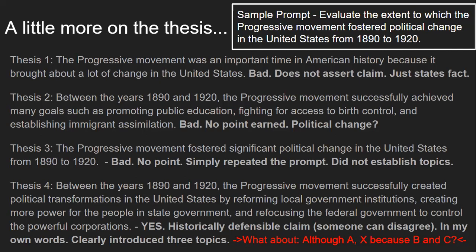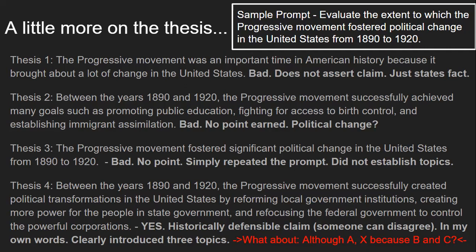I've already talked about how the Republican Party was corrupt, and the government basically was kind of MIA, and they let the captains of industry run the show, and it led us to this Gilded Age, and there's a strong sense that we needed a stronger, more active government to rein in the excesses of, blah, blah, blah. All right. So my first thesis, after I've done that contextualization, is: the progressive movement was an important time in American history because it brought about a lot of change in the United States.